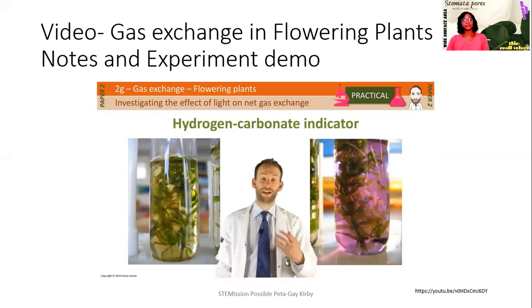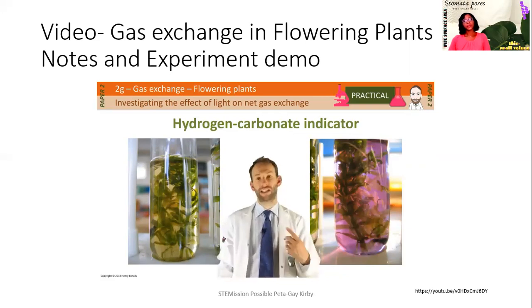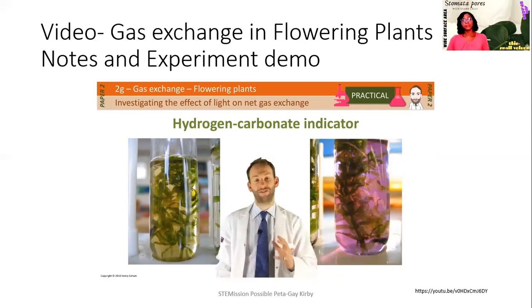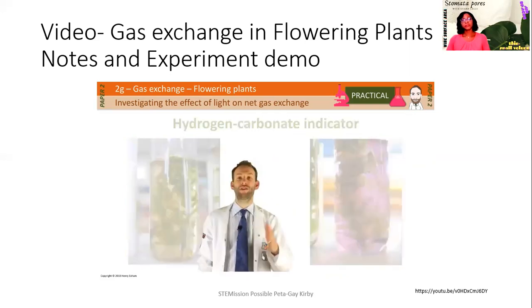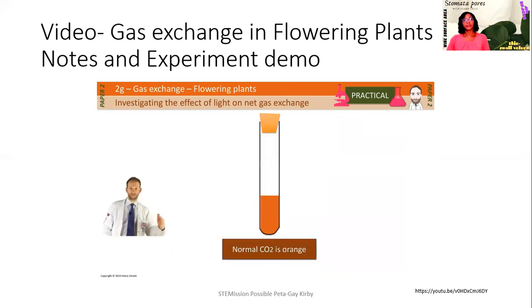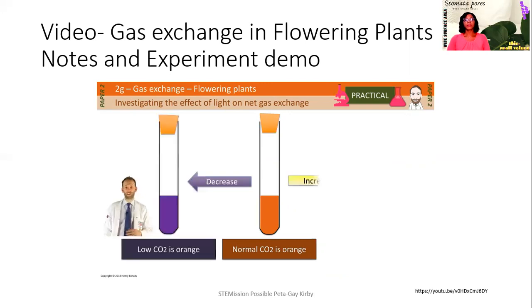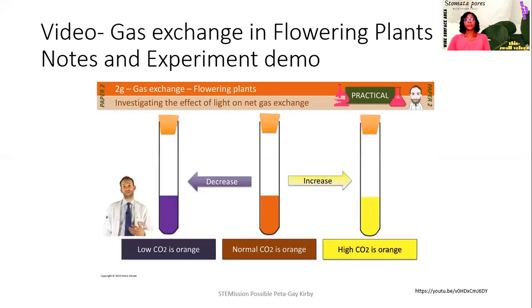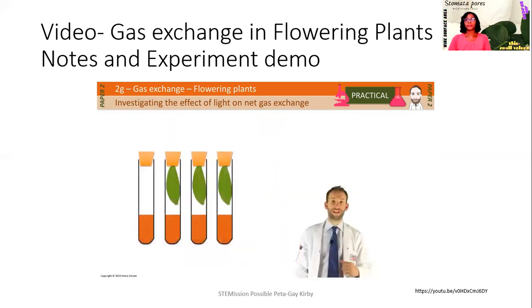Hydrogen carbonate indicator, which has had lots of CO2 bubbled through it, should be really yellow. And then as the plant uses up more and more of that CO2, it should go from yellow to orange to purple. That's the kind of colour change you are looking for, depending on how much CO2 there is. So you can set up experiments such as this, where maybe you've got 4 tubes, 3 with leaves in and 1 as a control tube.